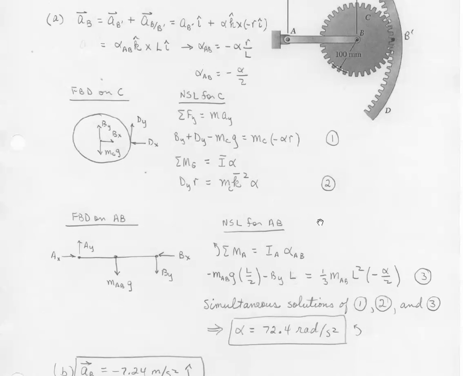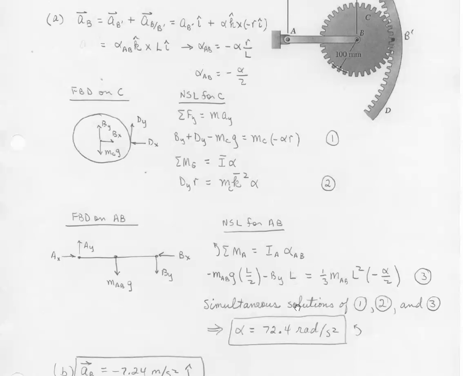Now let's look at the free body diagram on the rod AB. You have A X and A Y at the ends, and B X and B Y that you relate to these. If it's up on this one, it's got to be down on that one. And then you have M AB times g. If you sum the moments about A, a fixed point, you can set that equal to I sub A times alpha sub AB. You have minus M AB g times L over 2, and then minus B y times L, equal to one third m L squared times alpha AB, which is minus alpha over 2 from above. I'm going to call that equation 3.